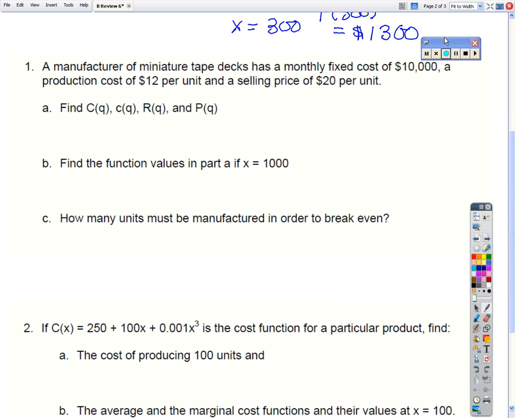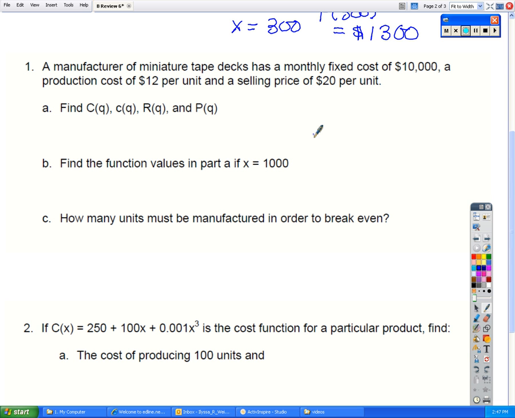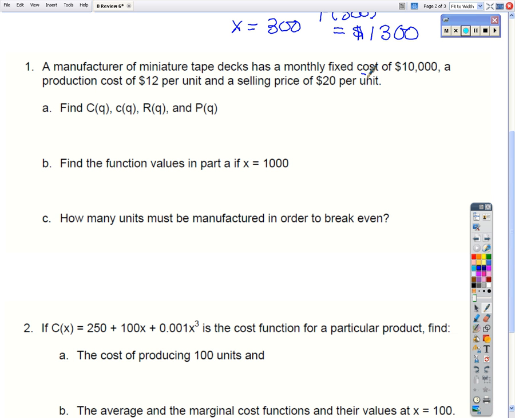Okay, so for number 1 here, which is the back of your paper, if the fixed costs are $10,000 and $12 per unit, the cost equation is 10,000 plus 12Q. The average cost is each term divided by Q.